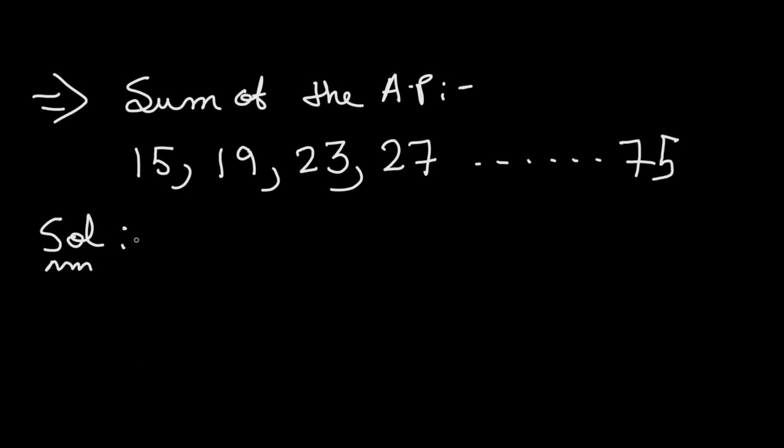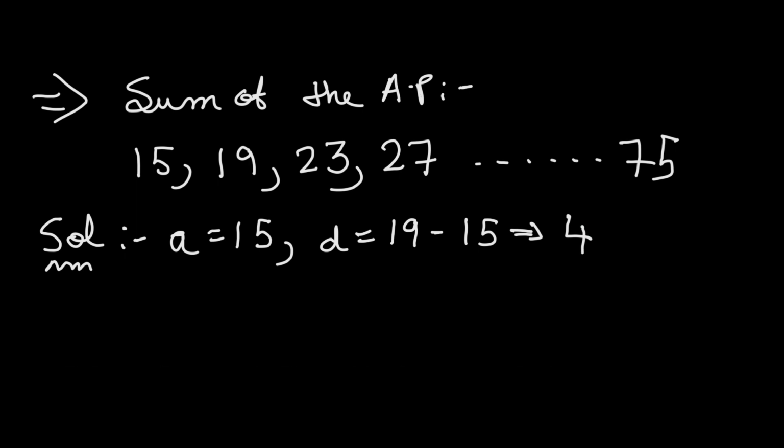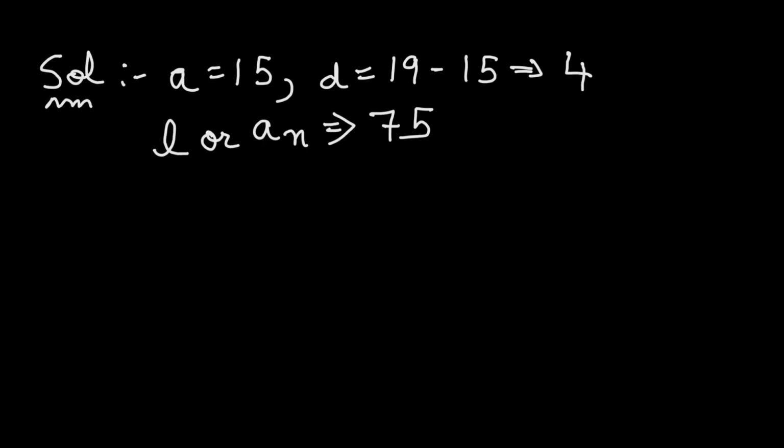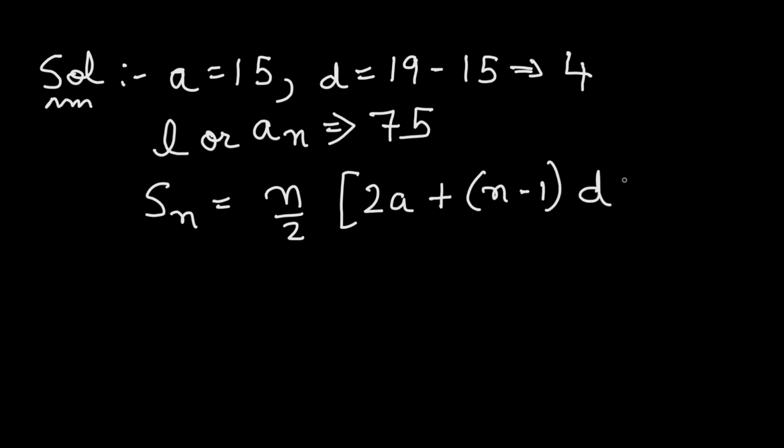Let's solve it. So here you can clearly see the first term is 15 and our common difference is a2 minus a1, which is 4. So here the last term is 75, which is also known as the nth term, is already given. The formula to find the sum of the arithmetic progression is n by 2 into 2a plus n minus 1 d.